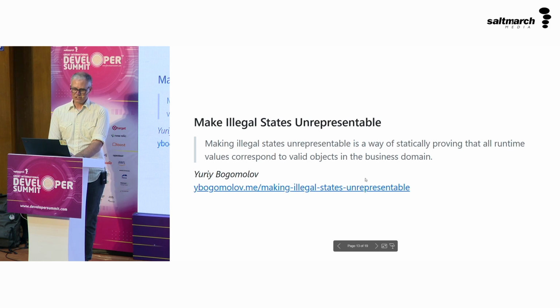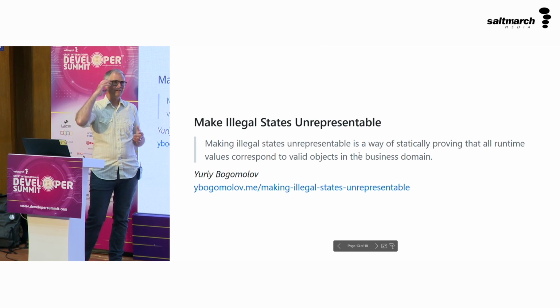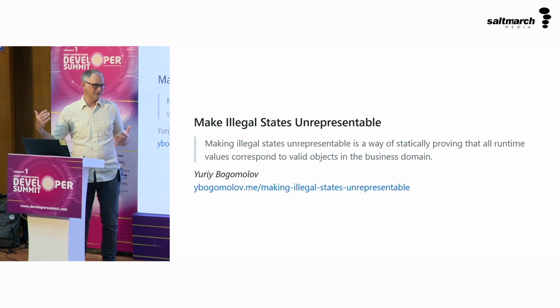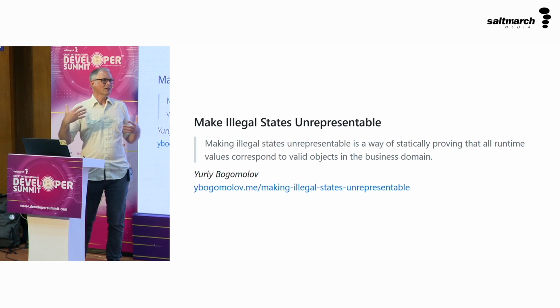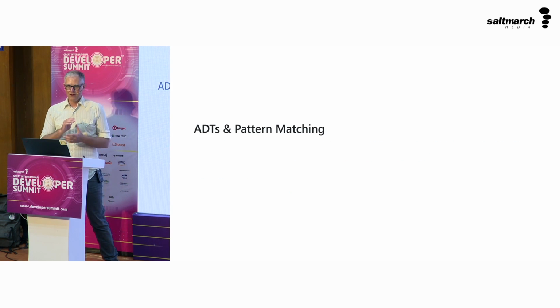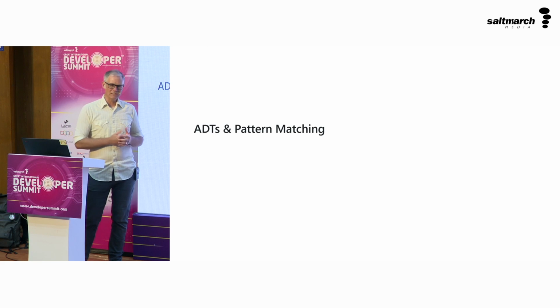Okay, so those are just some of the ways that we can do this make illegal states unrepresentable thing, but definitely an important part of functional programming is trying to make it so that you have fewer ways for things to break when you get into production. Okay, so let's talk about ADTs and pattern matching.